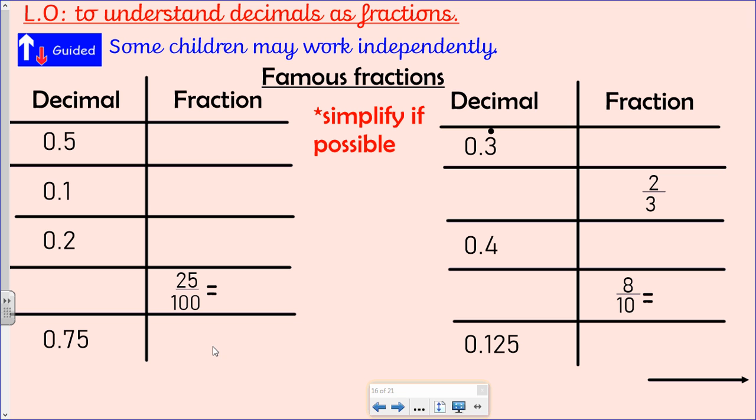0.75 as a fraction. Now, this little dot here means reoccurring. It means really, this is actually 0.33333333. 2/3 as a decimal. 0.4. 8/10, I'd like an equivalent fraction. Now this is your challenge down here. I will go through that one. Well, to be fair, I'm going to go through them all.